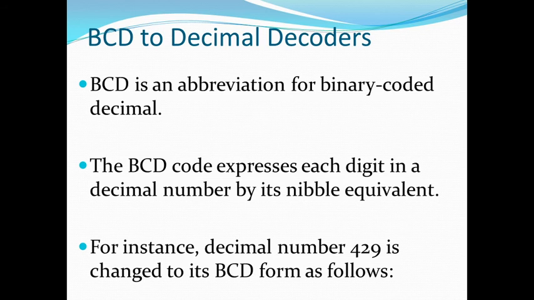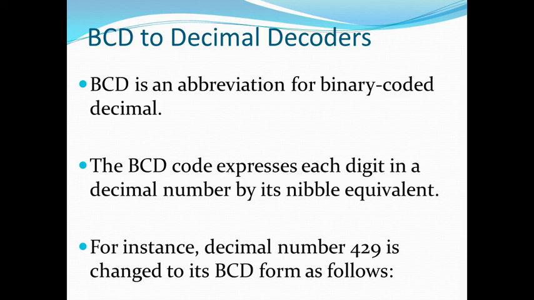BCD is the abbreviation for binary coded decimal. That is, it is not actually binary, but it is coded in binary numbers, in 1-0 forms. Because the digital system can understand only binary numbers, that is, two-state devices, it is written in 1-0 forms, that's all. Otherwise, it is actually the decimal number itself.